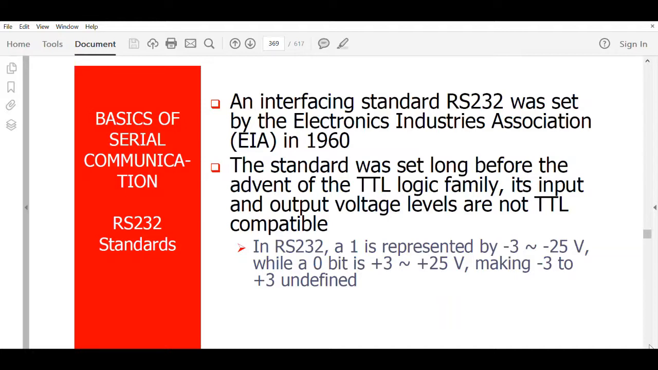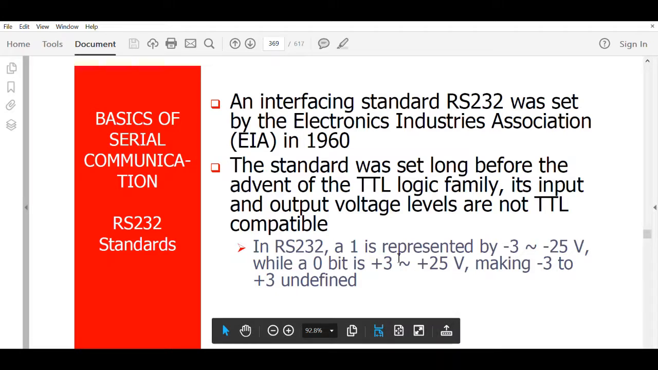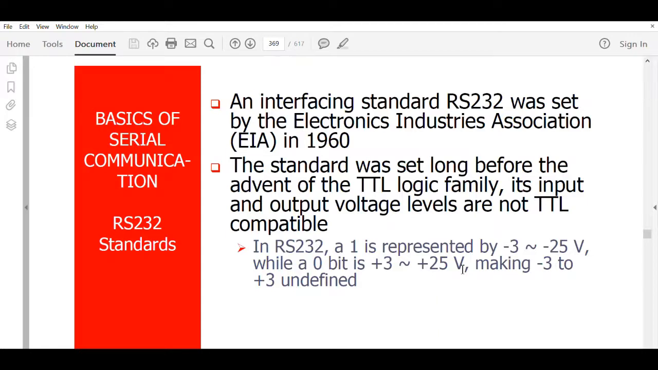RS-232 is an interfacing standard set up by EIA, the Electronics Industries Association. In RS-232, a 1 or a high is represented from -3 to -25 volts, and 0 is between +3 and +25 volts. So it is the reverse. It is a negative logic sort of thing, because a high is represented by a negative voltage and a low by a positive voltage.